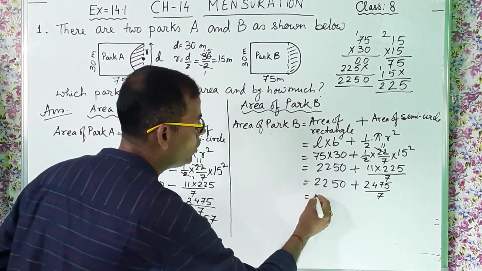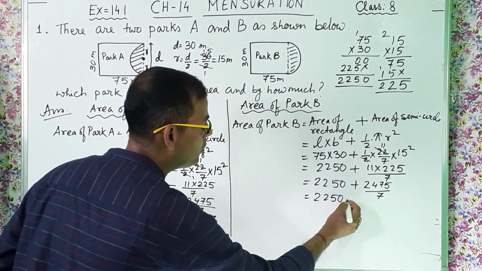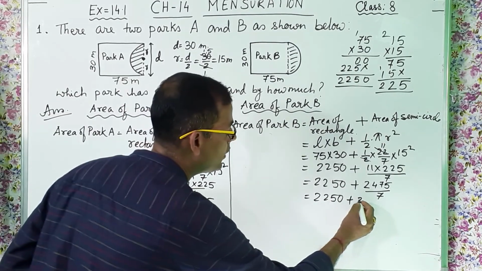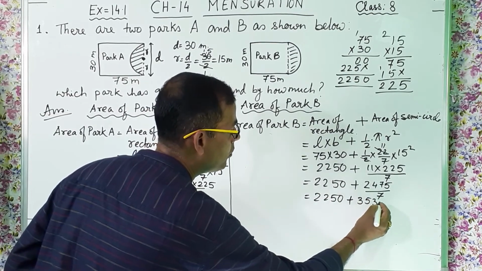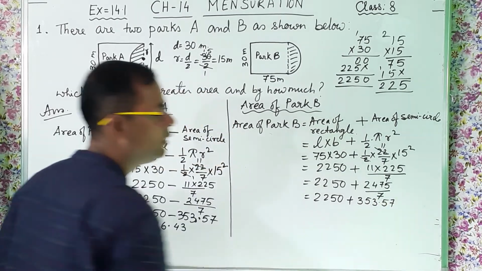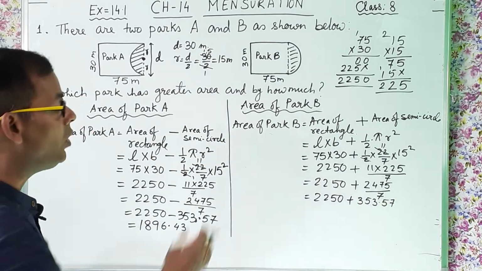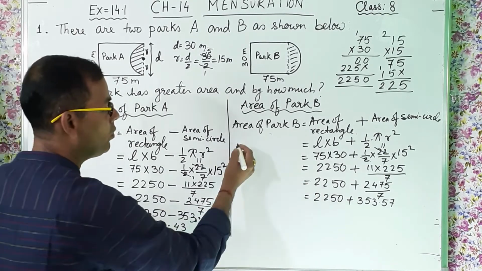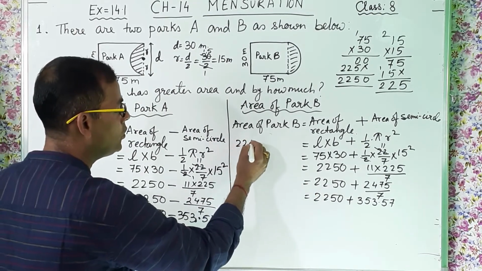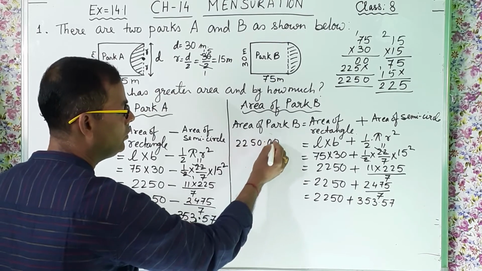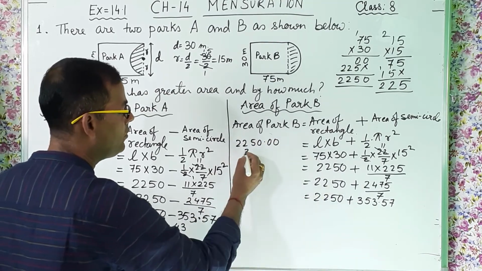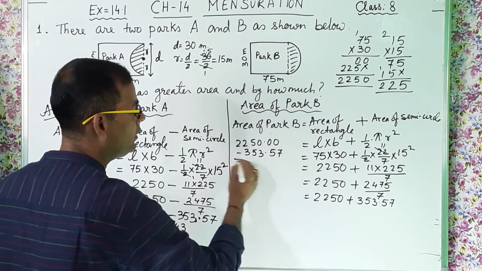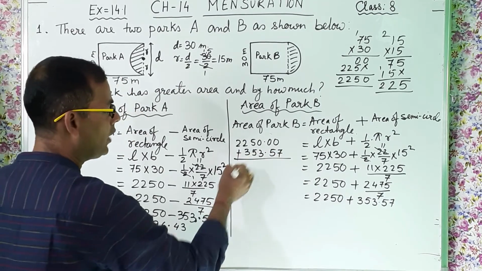Now, 2250 plus, so what you are getting? 353.57, 353.57. Understood up to this much? Now, we have to add, this was subtract, that I have to add. So, what we will do? 2250.00 and 353.57. So, we are going to add.